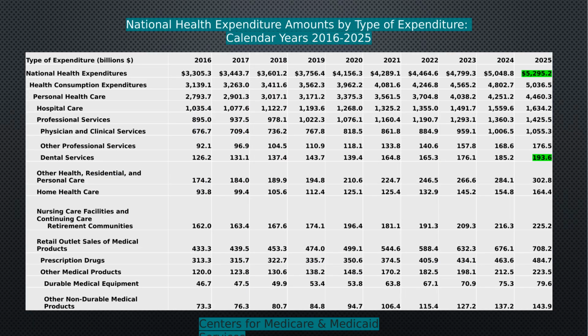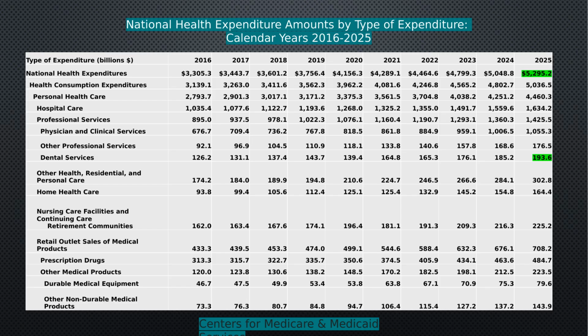Total U.S. health spending rises steadily from about $3.3 trillion in 2016 to roughly $5.3 trillion in 2025. Major components all increase. Hospital and personal care, professional services, and prescription drug spending grow significantly, while retail medical sales expand. Nursing homes and home health also rise, reflecting greater demand. These changes largely reflect higher use, higher prices, and an aging population.